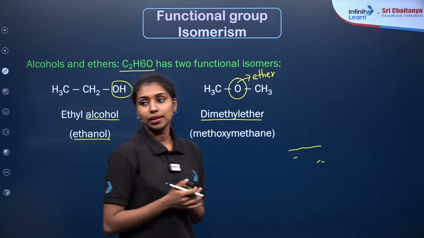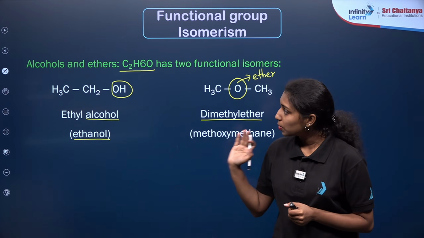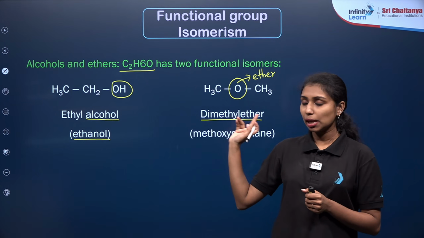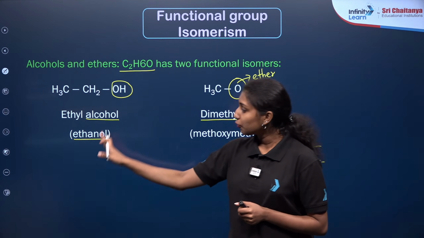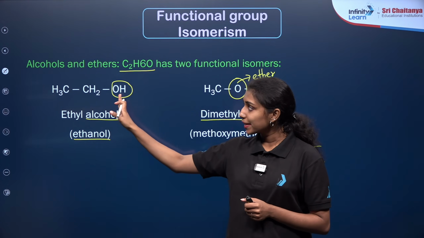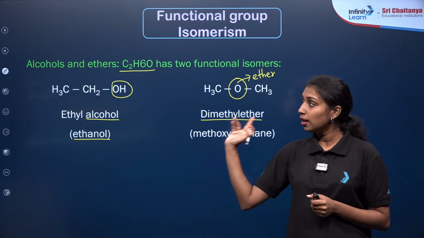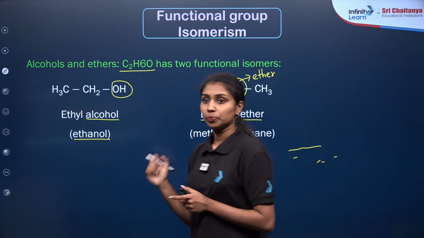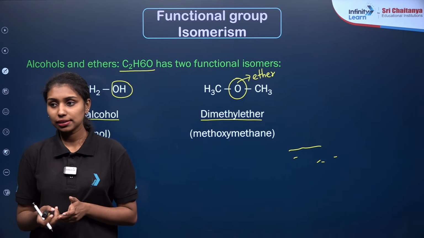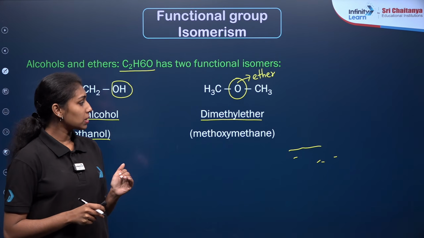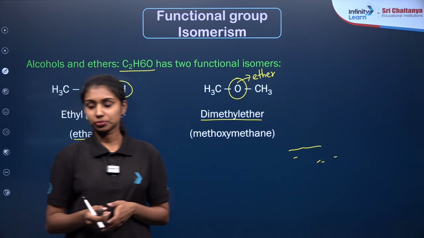Is that clear? So these are the same compounds, that means compounds having the same molecular formula but different functional groups. For the first compound, the functional group is alcohol, and for the second compound, the functional group is ether. And some more examples are there in your textbook for the functional isomerism. Just refer to your book.